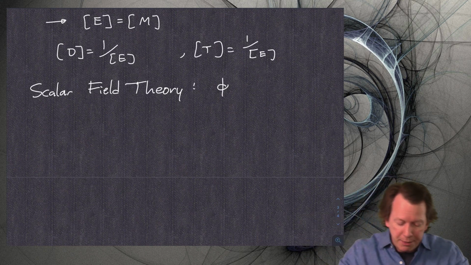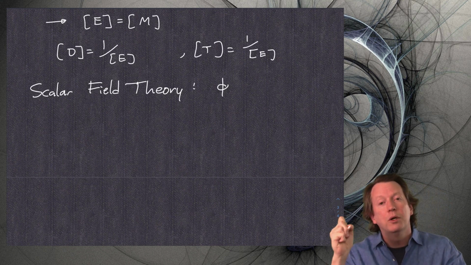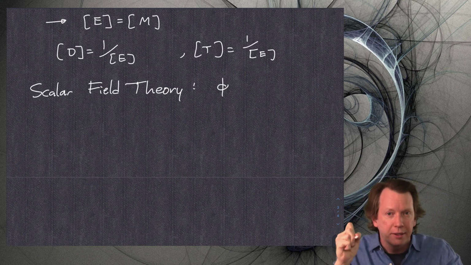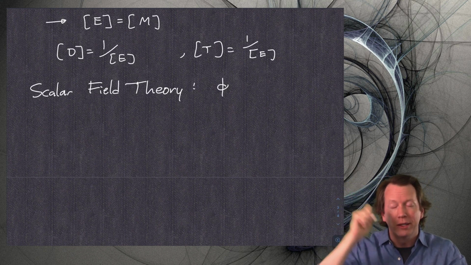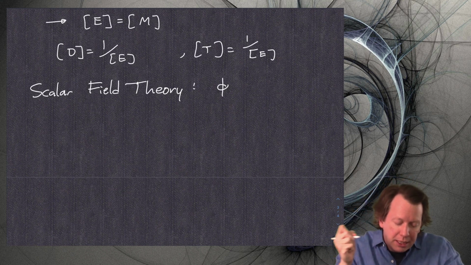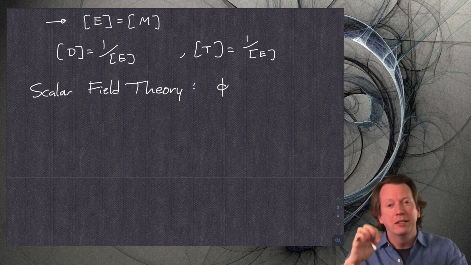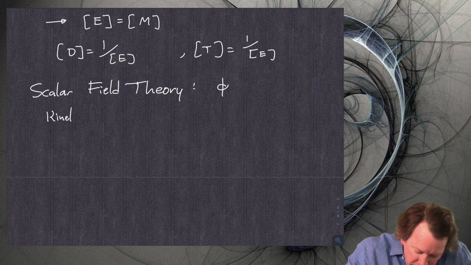So for example, the example we'll use here is something that I'm just going to assert is true: I know what the kinetic energy of the scalar field is. It's 1/2 times phi dot squared. Phi dot is the time derivative, d phi dt. And really, if I'm honest with you, it's not the kinetic energy, it's the kinetic energy density.